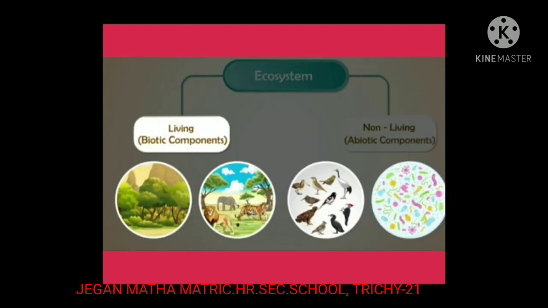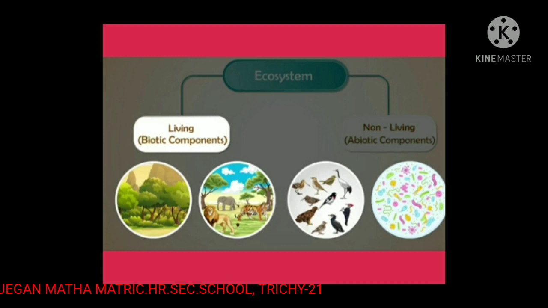In this ecosystem, we see two components. They are biotic and abiotic components. What includes the biotic components? Here you see the picture. Plants, animals, birds, as well as the microorganisms, they all come under the biotic components of an ecosystem.